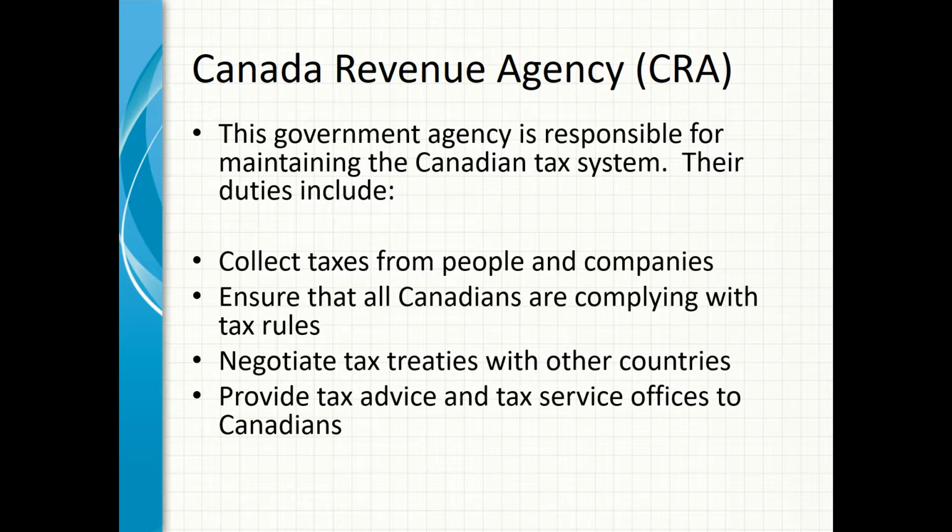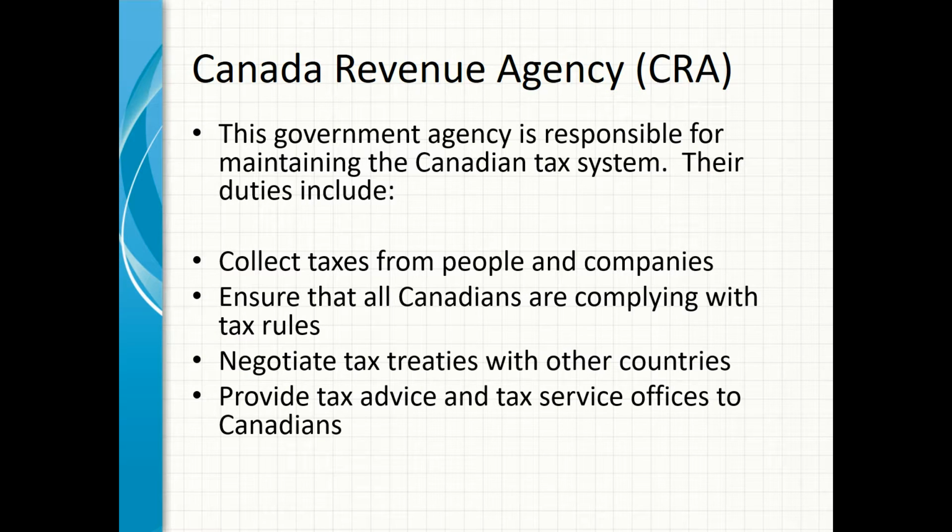So now the government agency responsible for collecting and managing taxes is called the Canada Revenue Agency, or CRA for short. This is a federal government agency, so it's the responsibility of the federal government in Ottawa. And their duties are to collect taxes from people and companies. They're also there to make sure that all Canadians are complying with the rules when it comes to taxes, so no one's breaking the rules. And if they are breaking the rules, they're supposed to catch them and then charge them with a crime or charge them penalties. They also are negotiating tax treaties with other countries.